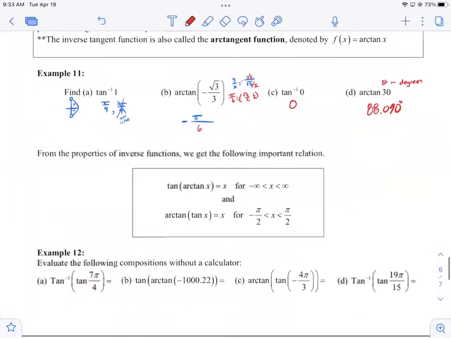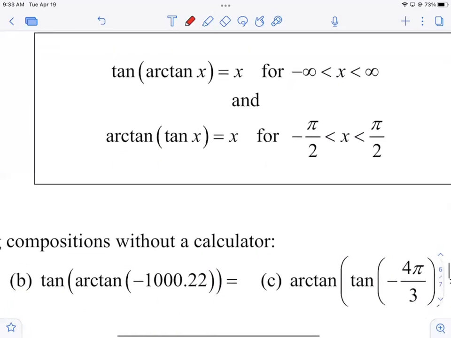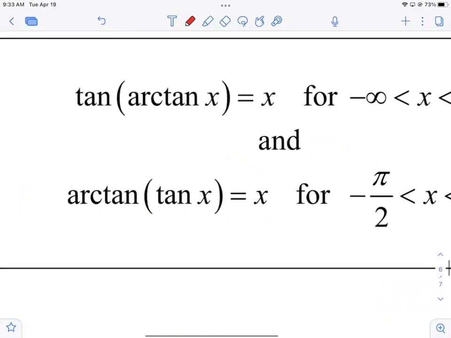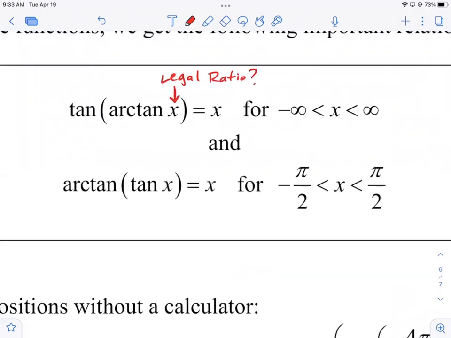All right, so same thing here now. Tangent of arctangent of x, they'll undo each other if I start with a ratio, so long as it's a legal ratio. What are the legal ratios? Yeah, all real numbers. So this is always yes. Always yes. It'll always undo each other every time.